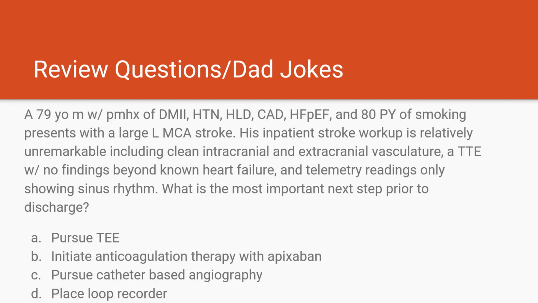Alright, a 79-year-old with a history of diabetes, hypertension, hyperlipidemia, CAD, HFpEF, and an 80-pack years smoking history presents with a large left MCA stroke. His inpatient stroke workup is relatively unremarkable, includes clean intracranial and extracranial vessels, TTE with no findings beyond known heart failure, telemetry readings only showing sinus rhythm. So what's the most important next step prior to discharge?